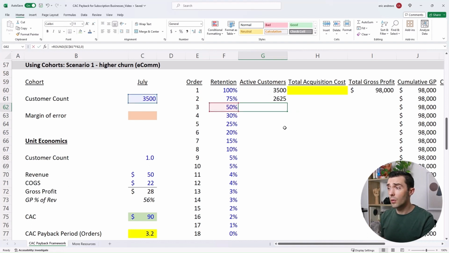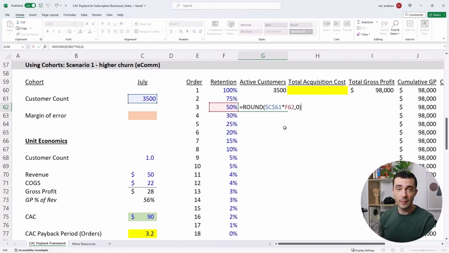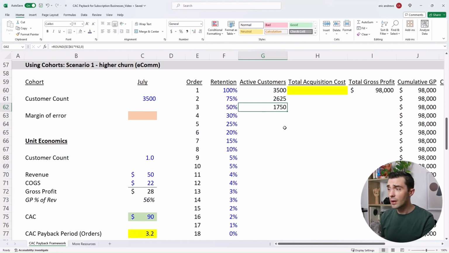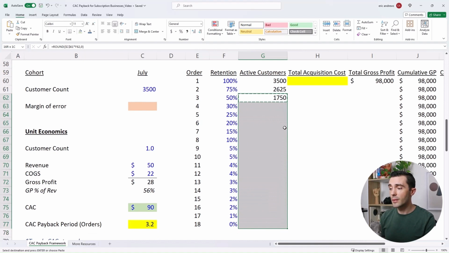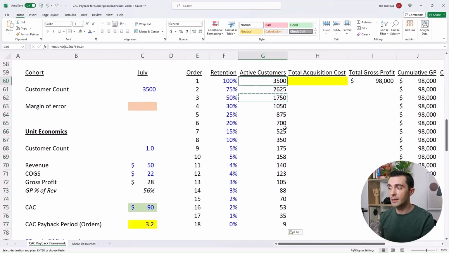Then by the third order, we only have 50% of the customers left. So only 1,750 customers bought the third order. If we follow this all the way down, what we see is by order 18, basically most of the customers have churned. And these are the types of retention numbers that are very common in retail and in e-commerce.